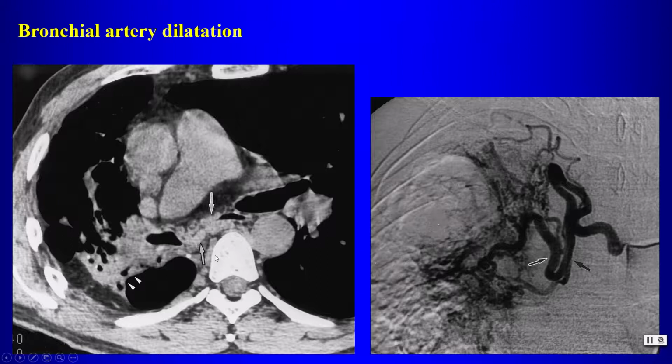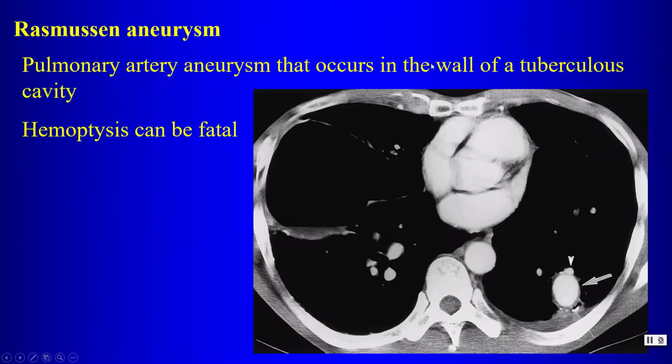Bronchial artery dilatation can also occur with tuberculosis. Whenever you get scarring, you can have hypertrophy of the bronchial arteries. So we have these hypertrophied bronchial arteries, and here on the angiogram we can see that too. This can be a source of hemoptysis that can be fatal also if it's not treated. So for this, patients may need to go to embolization if they develop hemoptysis as a complication of bronchial artery dilatation from tuberculosis. So Rasmussen aneurysm is a pulmonary artery aneurysm that occurs within the wall of a tuberculous cavity, and of course these patients are at risk for hemoptysis.